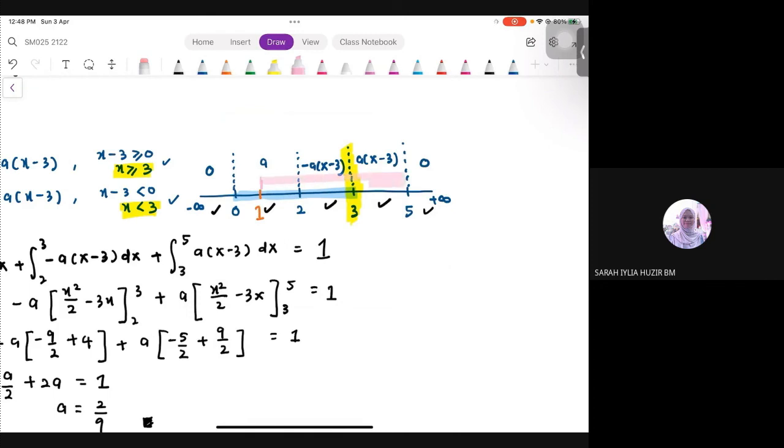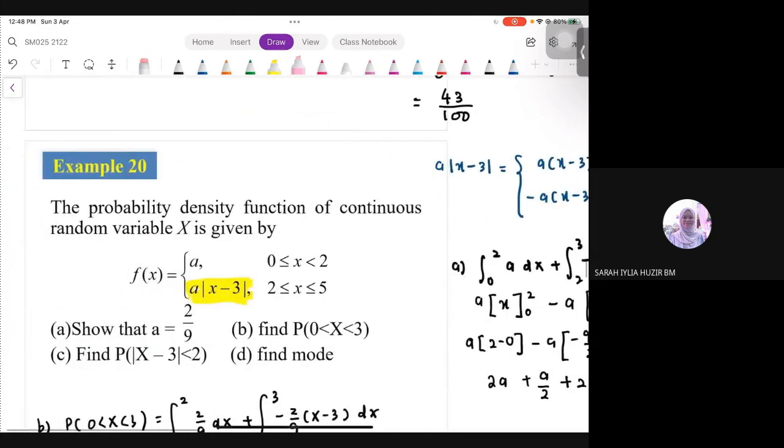Kita ada pergi jauh. 3 different region kat situ. 1 up to 2, first region. 2 up to 3, second region. 3 up to 5, the third region. Okay, so hati-hati. Stopkan setiap limit tu.